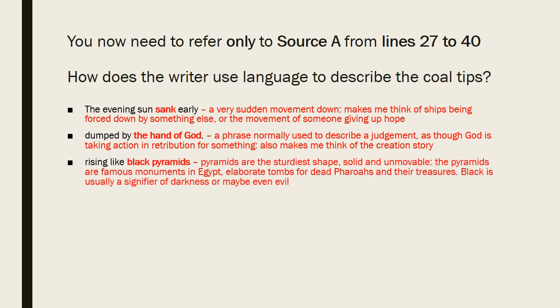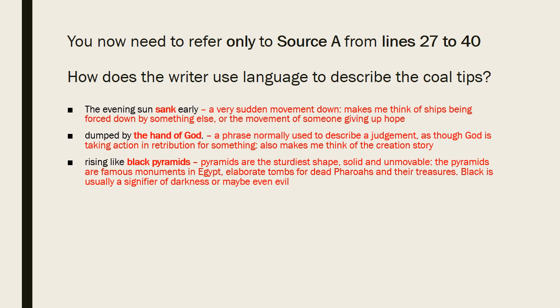Another example, rising like black pyramids. Okay, so I take pyramids first of all. Now, first of all, what are pyramids? Well, you can picture the shape itself. They're pretty much the sturdiest shape that there is. The most difficult 3D shape to knock over, aren't they? They're solid, they're unmovable. But then there's also the connotations.